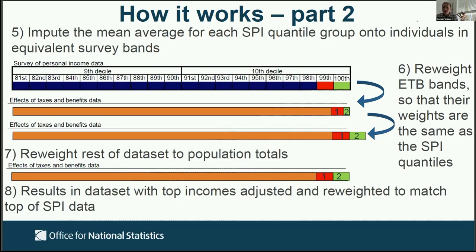So we re-weight the rest of the data set to the population control total. So everybody else on average has a slight downwards adjustment to their weight, so that afterwards we have a data set with the top incomes adjusted and re-weighted to match the top of the SPI data, and that the whole data set is representative of the UK population.